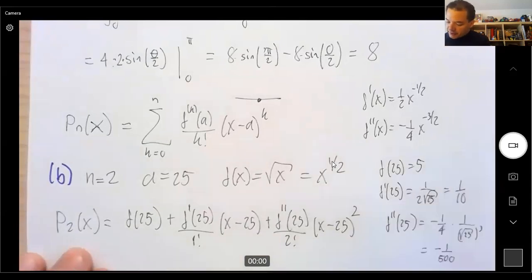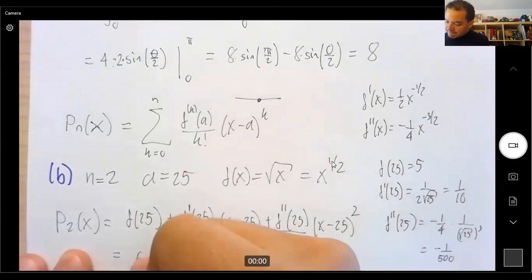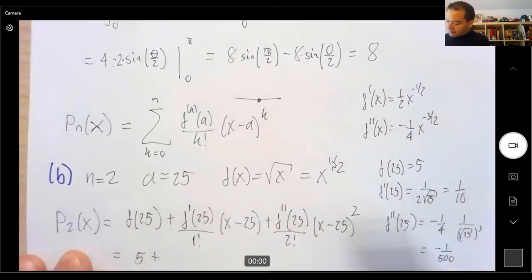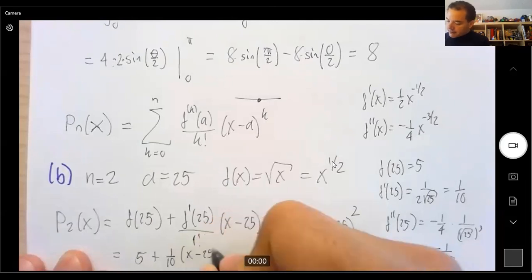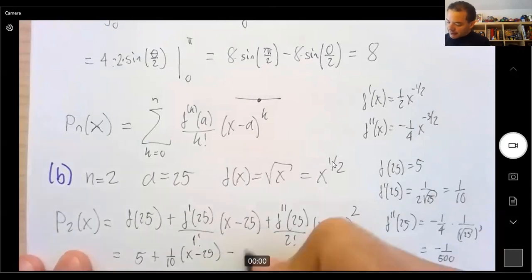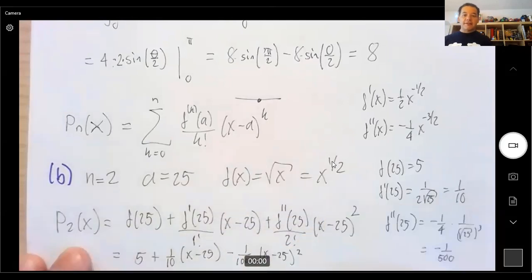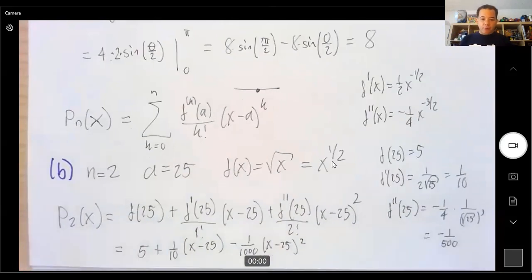We can now write it here. So it will be f of 25, that's 5. F prime of 25, that's 1/10. And f double prime of 25, that's negative 100, divided by 2 factorial, that's negative 1000, times x minus 25 squared. So that's it. That's the answer to finding the polynomial.